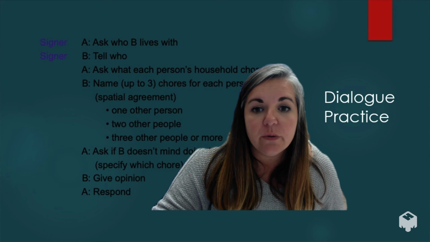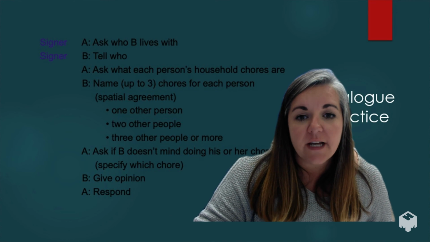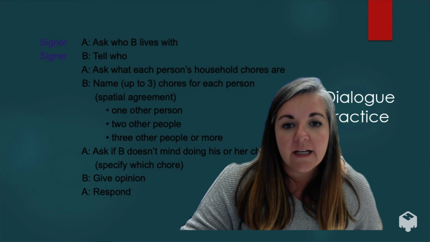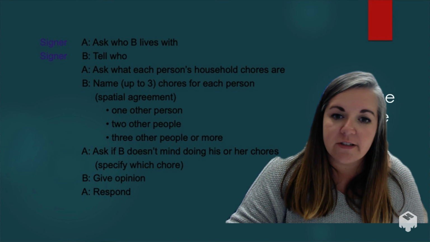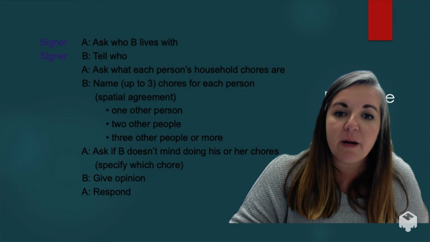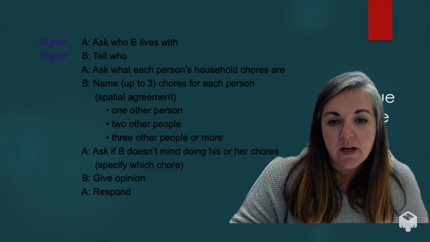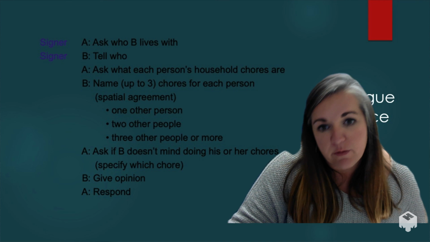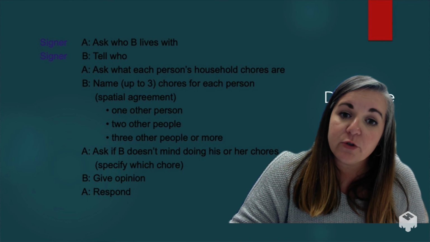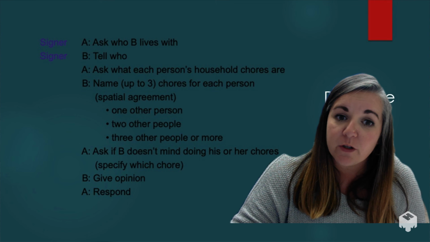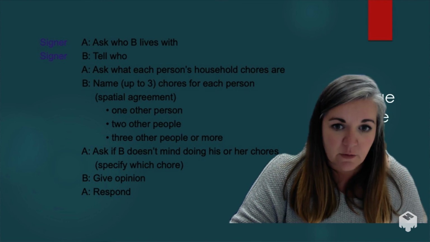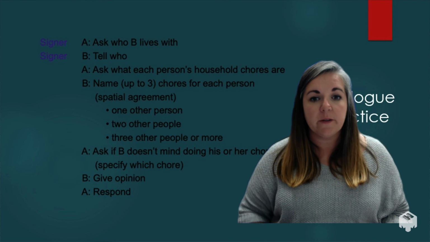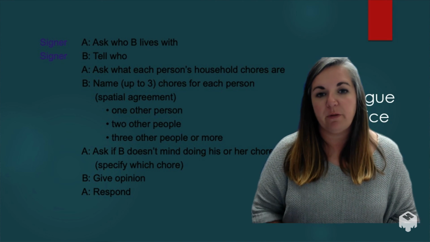So what I want you to do is, hopefully you'll contact a friend of yours or something like that to go through this dialogue here. I'm going to move my head out of the way so you can actually have access to the questions. But I would love to see you practicing with a partner, going through each of these, asking who someone lives with. They would tell you what each person's household chores are, and name up to 3 chores for each person. And then ask if they don't mind doing their chores, and then they would give an opinion. I'll give you an example of it real quick. So just watch my role shifting. I'll play both characters.